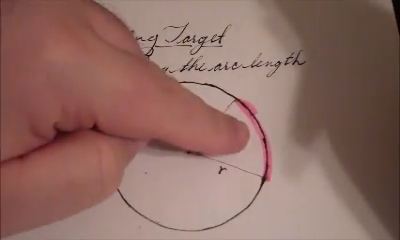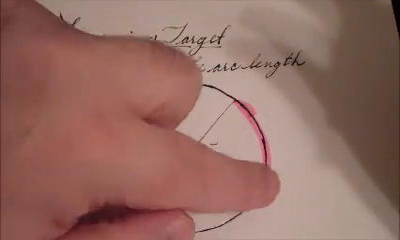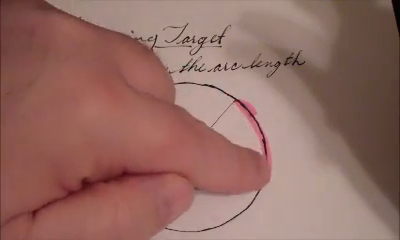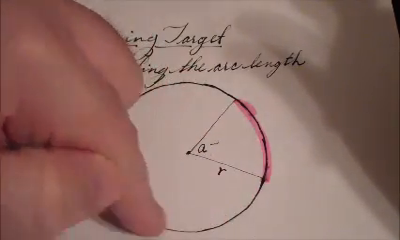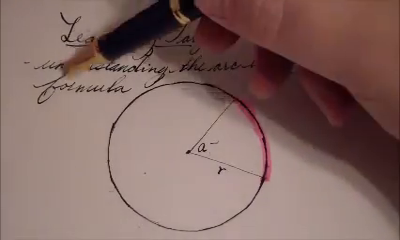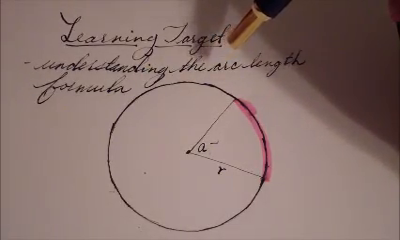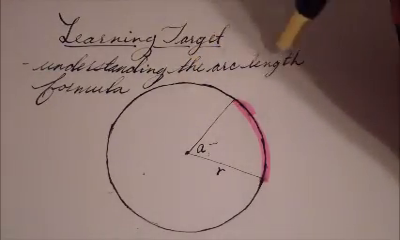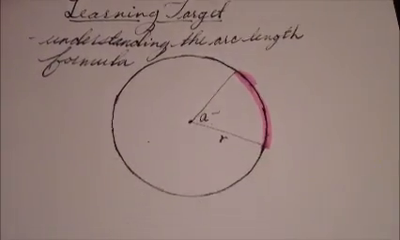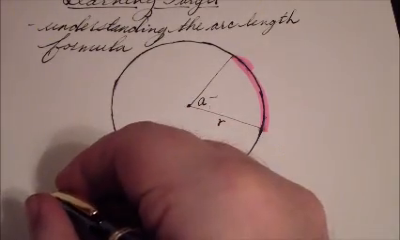I like to think of this as the crust of the slice of pizza. It's really a portion of the perimeter of the circle. As such, this is like a section of the circumference. So today we're going to be understanding the arc length formula. So again, arc length, let's see what that is.